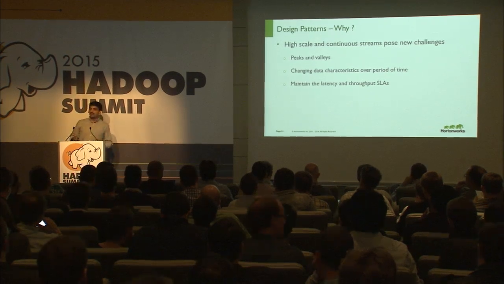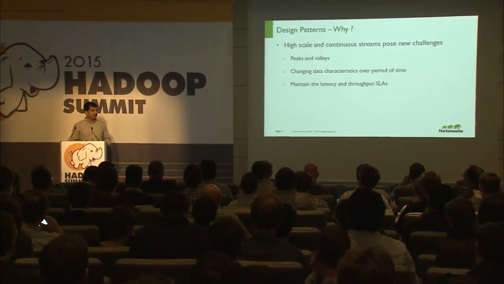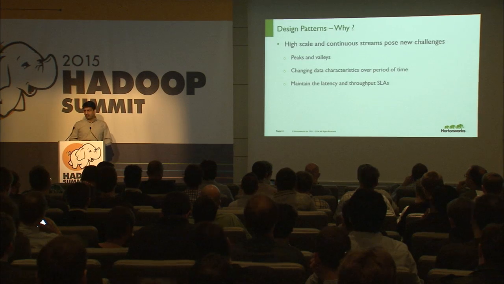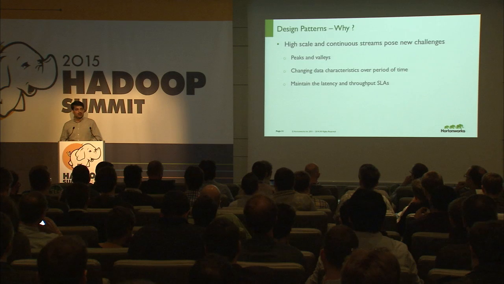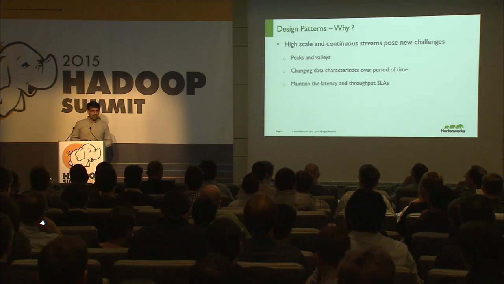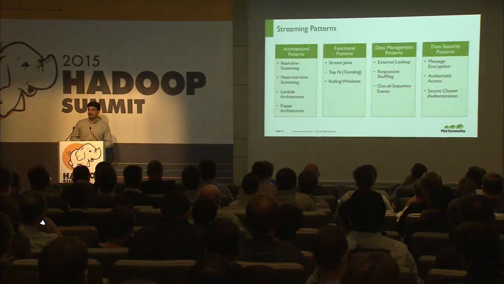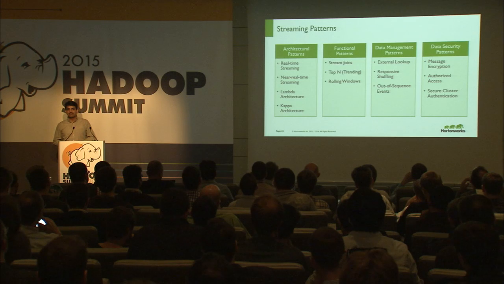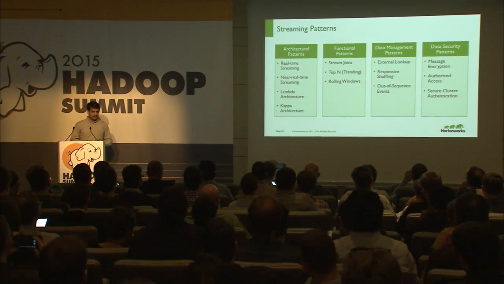And with that, if you have to maintain your SLA and latency and maintain your throughput, it's really a hard problem. So we have seen this in Cisco OpenSOC, where we had to process 1.2 million network packets per second in real time continuously. It was a hard problem to solve. And that's where we need design patterns that can help us solve these problems by reusing what we have learned in the field.